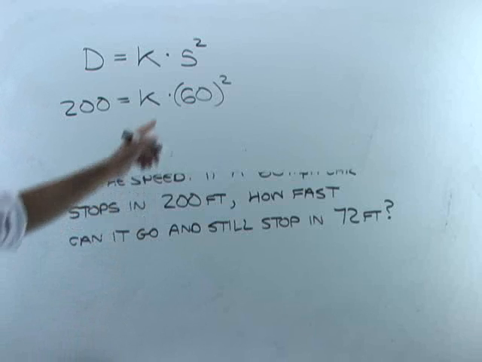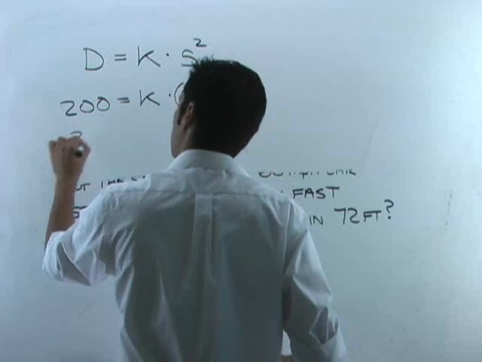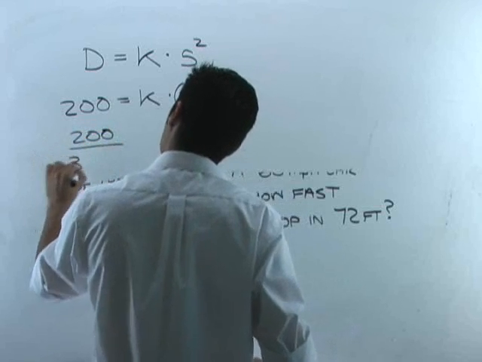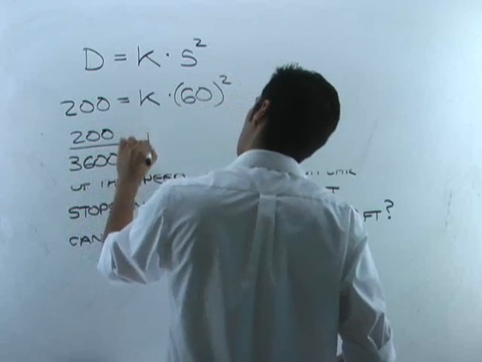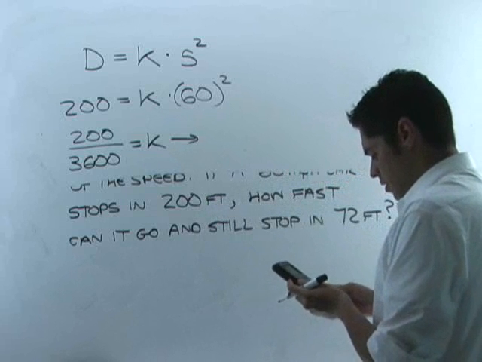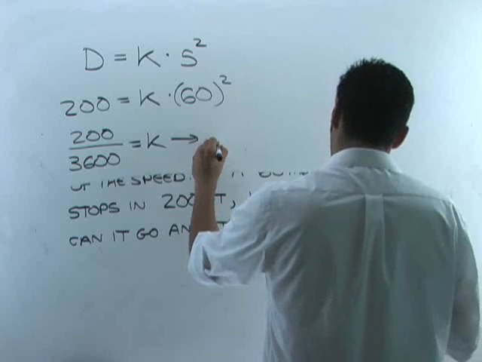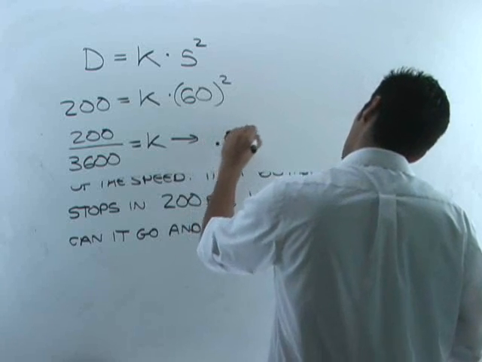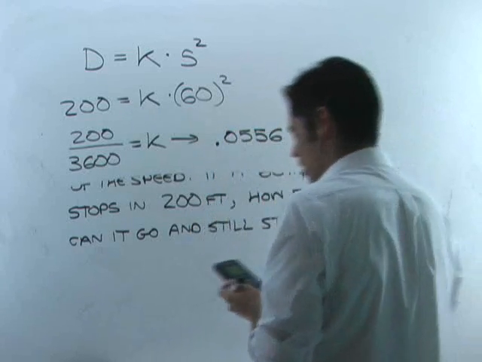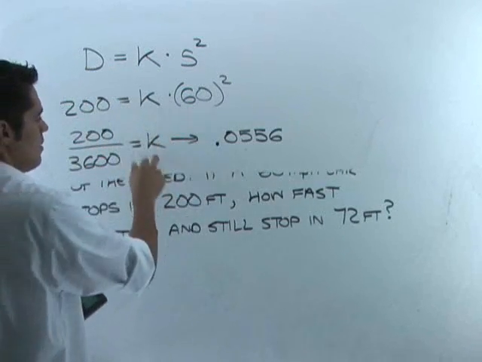So I'm going to square 60 and then divide both sides. So 60 squared is 3,600. I divide both sides by 3,600 and I will get my k. So k will be approximately, let's see, 200 divided by 3,600, about 0.0556. So I rounded that off. That's approximately our constant of variation.